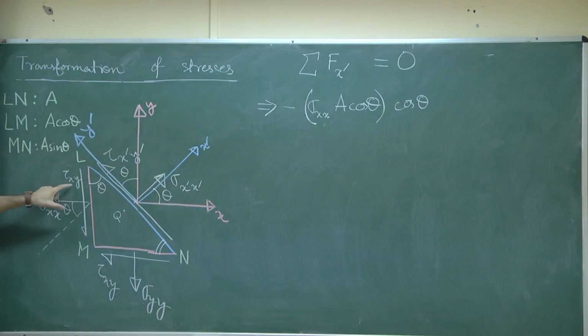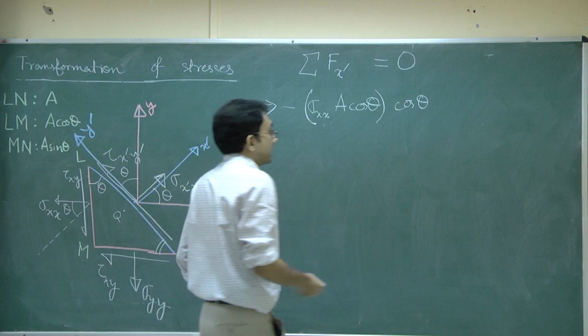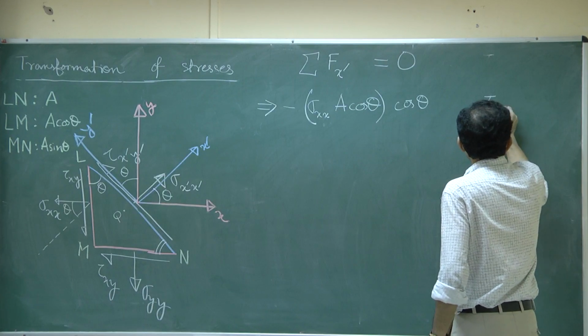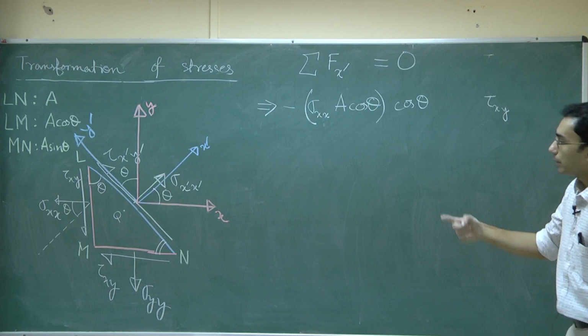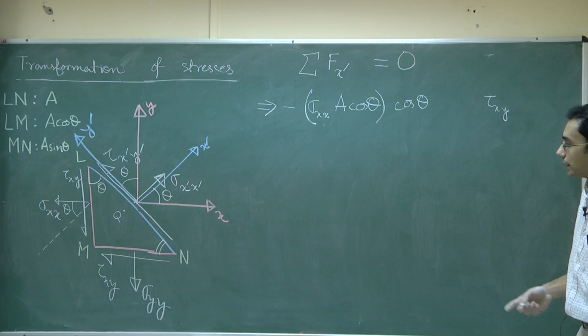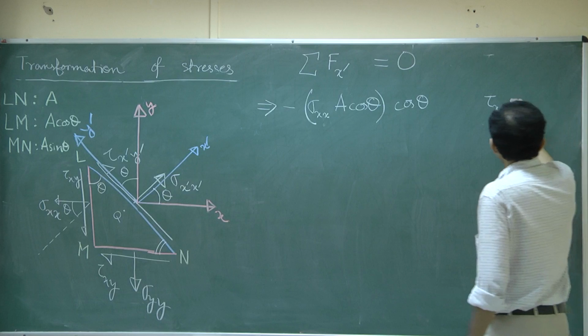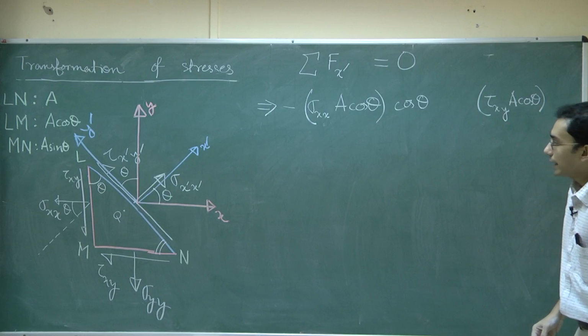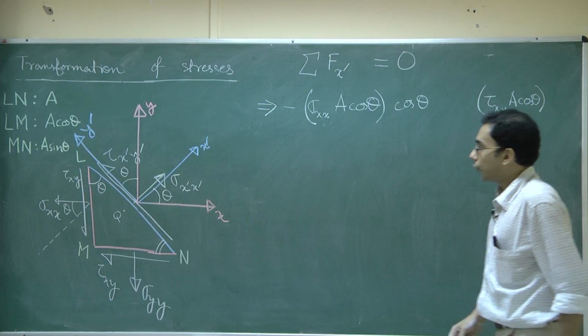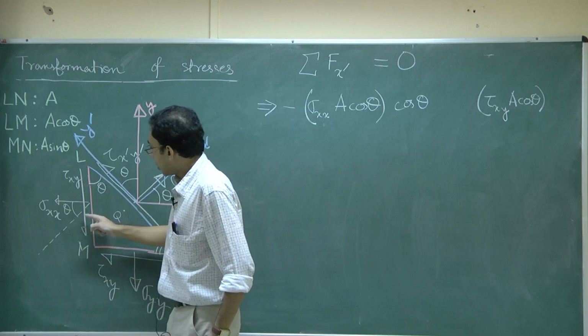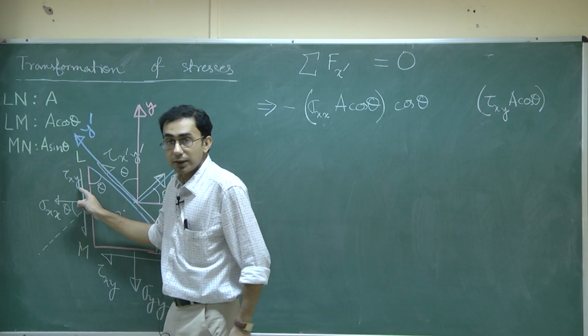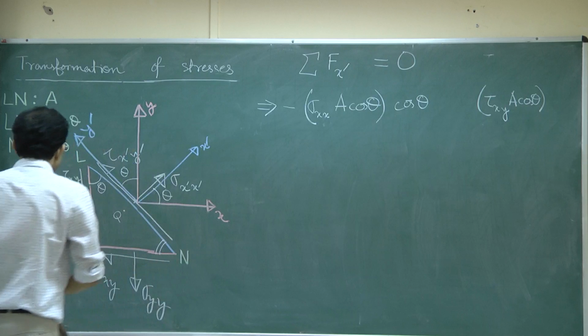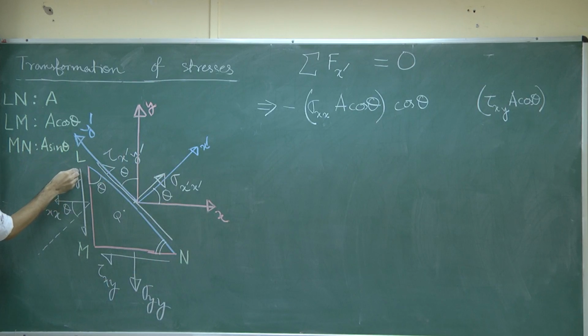Next we will consider this tau xy contribution. Again, without worrying about the positivity or negativity, we will write down the tau xy. We have to multiply first of all by the corresponding area, that is the Lm, and that is again a cos theta. No worries till this. But now again I have to consider the force component contributed by this tau xy along the negative x dash direction. So, what I have to do is take the force contribution again along this direction.